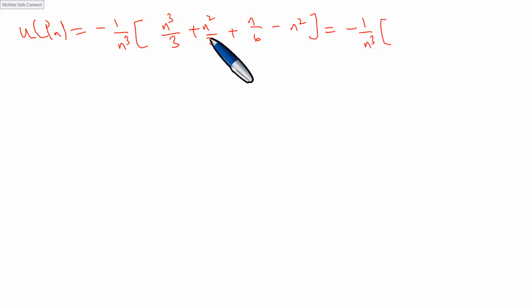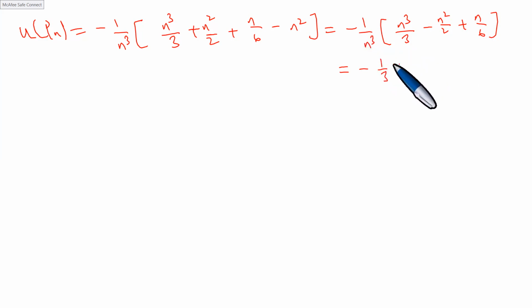And then now we have n squared over 2 minus n squared. So this is n cubed minus n squared over 2 plus n over 6, minus 1 over 3, plus, this cancels out, and then it becomes 1 over 2n minus 1 over 6n squared.